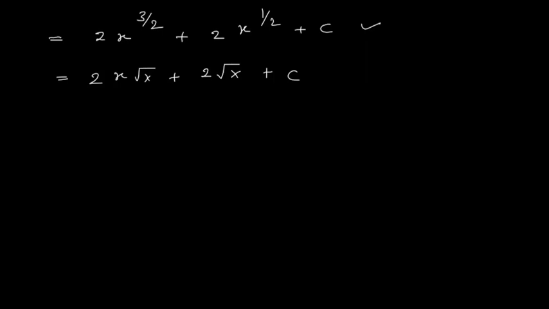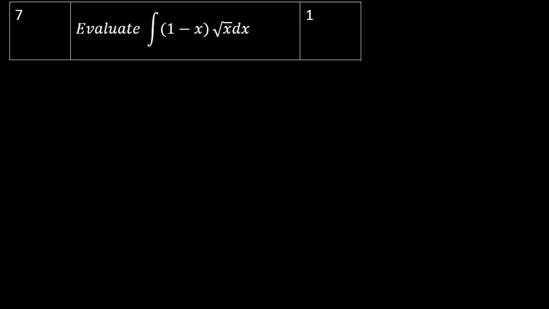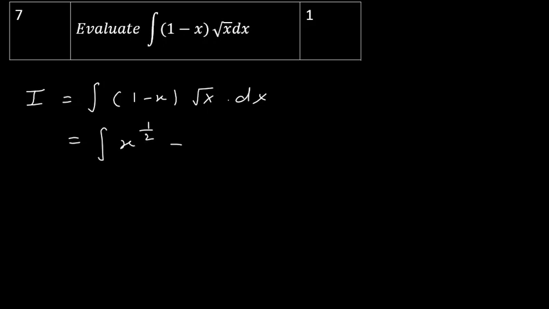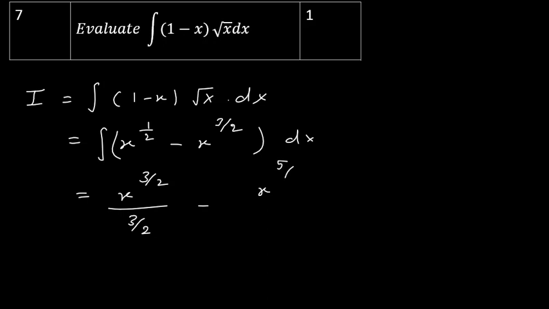Okay, let us go to the next question. I is equal to integration of 1 minus x into root x dx. Now I will multiply this root x with 1 and x. So root x is x power half. So this is x power half minus x power 3 by 2, into dx. Now integration of x power half is x power 3 by 2 upon 3 by 2, minus x power 3 by 2 plus 1, which is 5 by 2, upon 5 by 2, plus c.